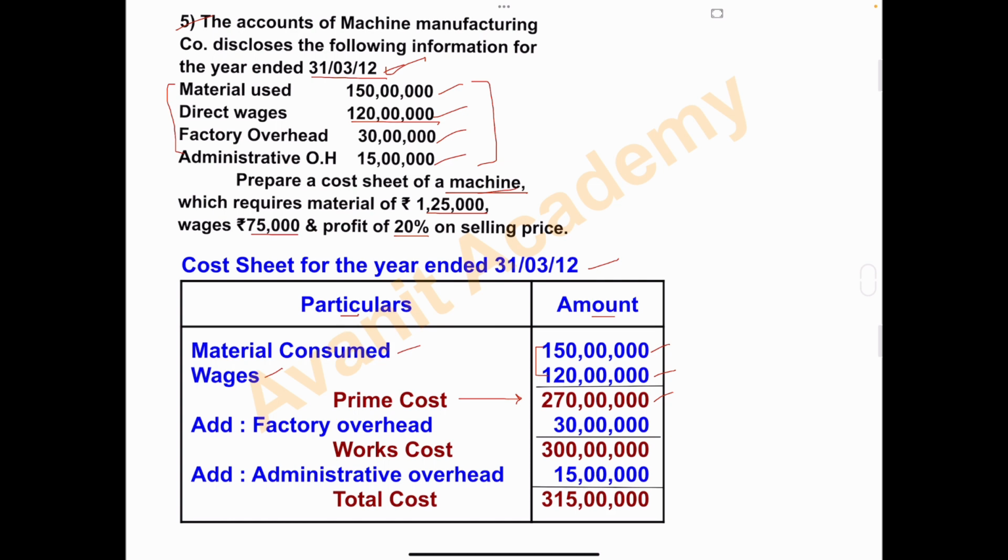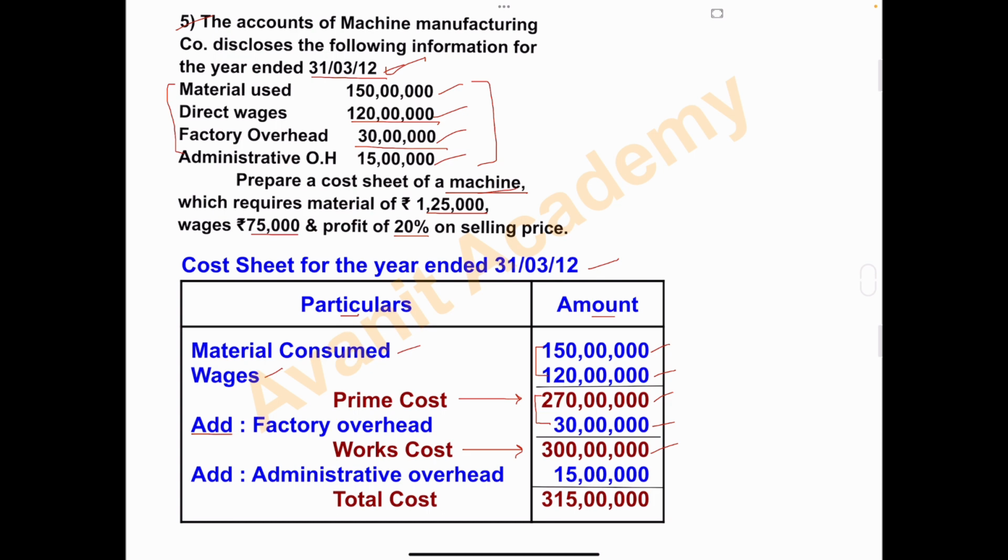Next, we have to take factory overhead. Add factory overhead. Factory overhead amount is 30 lakhs. Write here factory overhead 30 lakhs. Add these two amounts and the total will be 300 lakhs. This is called works cost. Only a single item is given in the problem. So write add factory overhead, take the amount, and the total of prime cost and factory overhead will be the works cost amount.